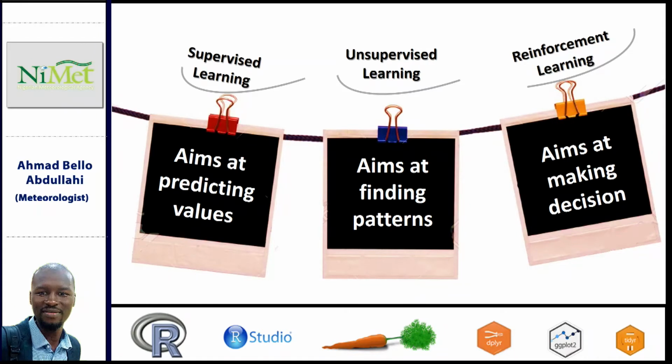A supervised machine learning aims at predicting values, while an unsupervised machine learning aims at finding patterns within the dataset. And reinforcement learning aims at making decisions in the dataset.